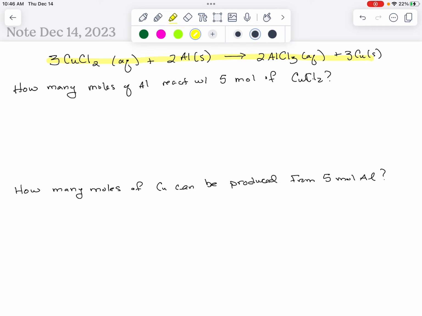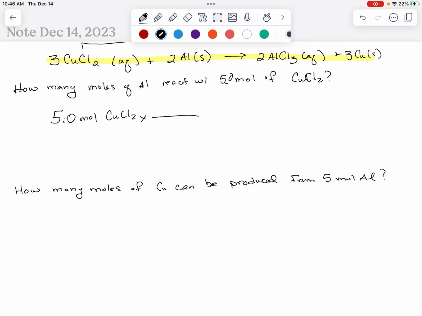So let's look at the problem. How many moles of aluminum react with 5 moles of copper(II) chloride? What we do is generally we start with what we have. And so we are given that there are, let's say, 5.0 moles of copper(II) chloride. And they react in a 3:2 ratio with aluminum. So we're going to use our mole to mole ratio.